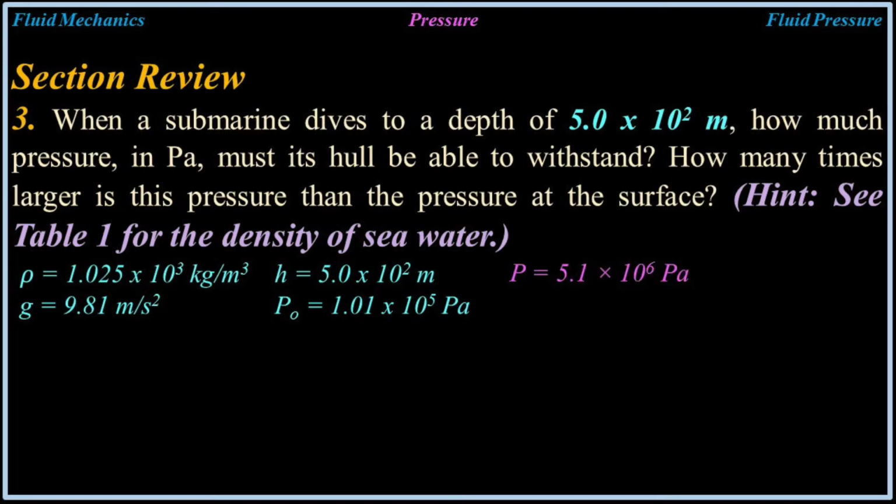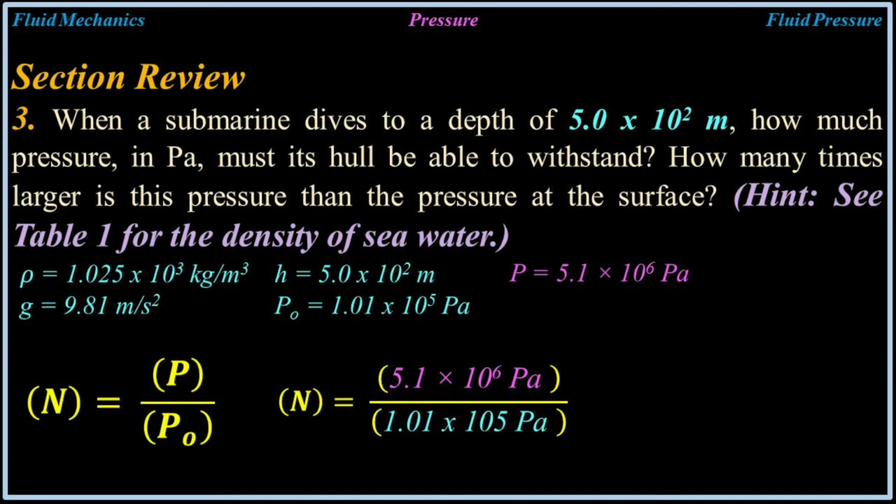And now you're going to figure out what N is. We have to have the ratio. So the ratio is going to be the pressure over the P naught, and that's the plug-in, and N equals 50.